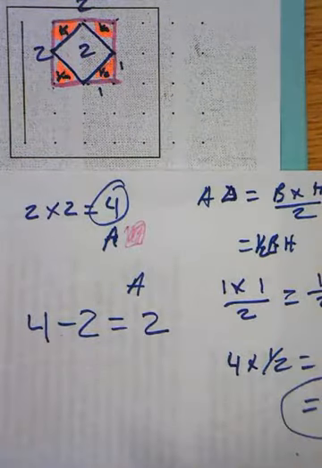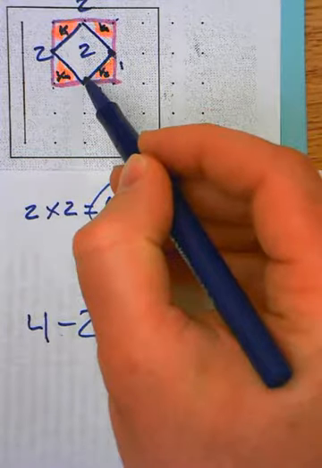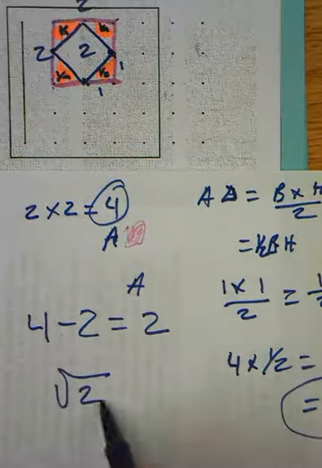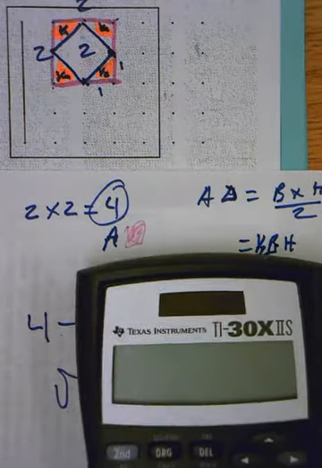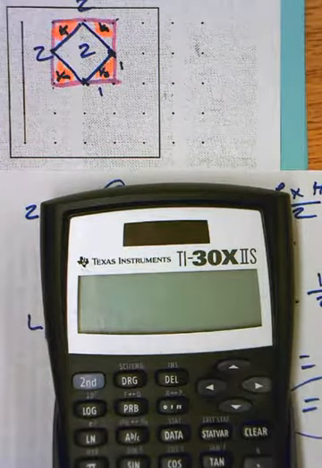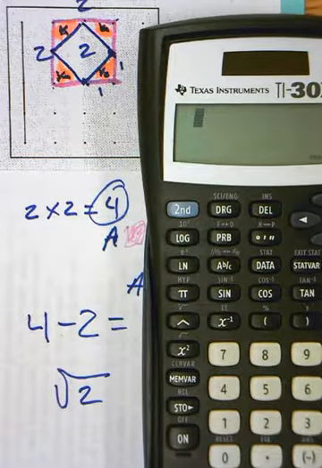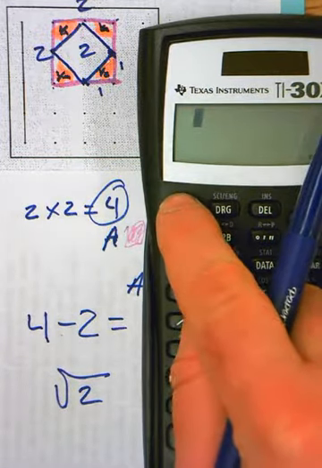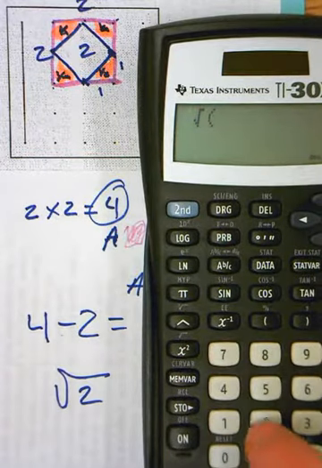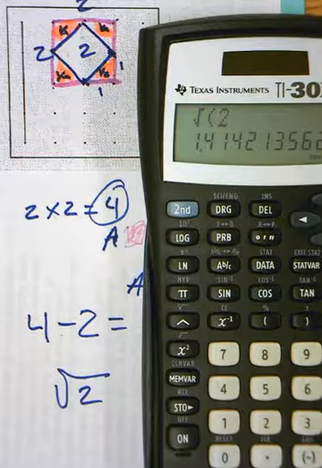If we were going to be precise, we would get out our calculators. We're going to find the square root, which is a blue function. So we're going to hit the blue key, square root 2 equals, and we're going to get 1.414213562.